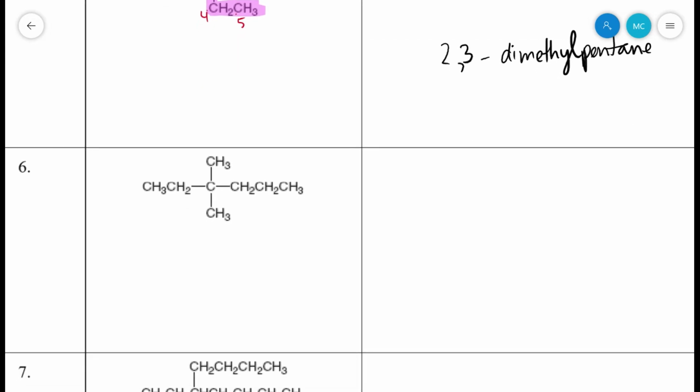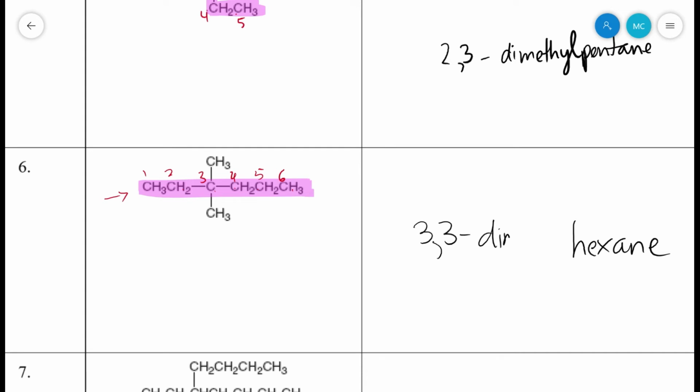Next is number 6. So for number 6, the parent chain is pretty obvious, right? There are 1, 2, 3, 4, 5, 6. So this is a hexane. Then the way you label it should be from left to right because it takes the shortest way to reach the substituents. And on carbon number 3, there are 2 methyl groups bonded to it. So 3,3-dimethylhexane.